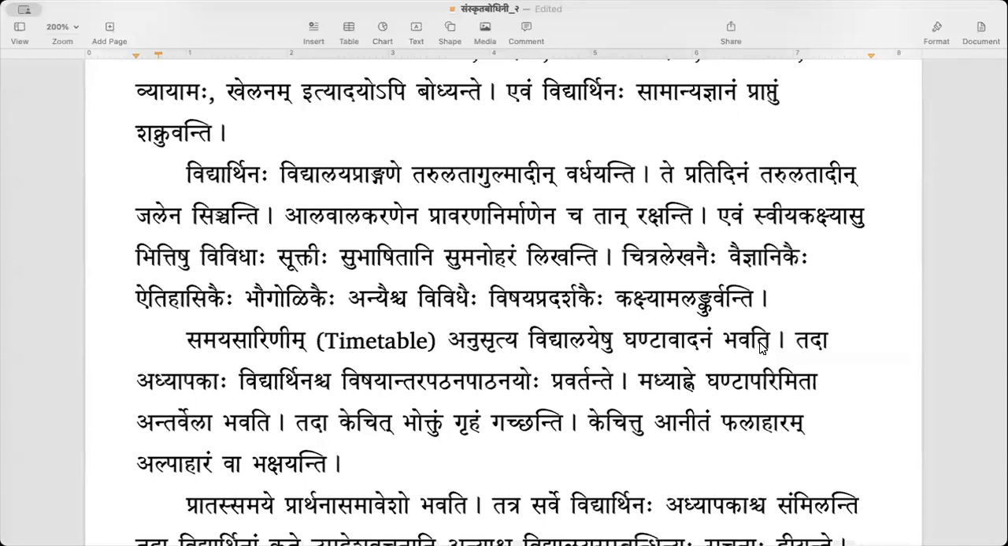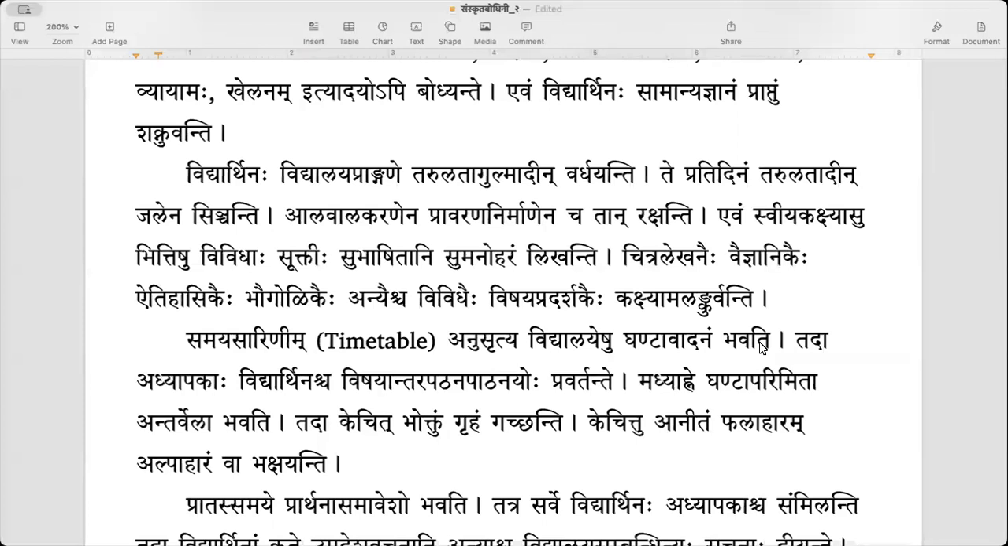They grow all these. Te pratidinam taru lata din jale sinchanti. So jalena sinchanti. Every day they water these plants. Jalena sinchanti, literal meaning would be they sprinkle with the water or they make it wet. So they sprinkle the trees and creepers every day with water, jalena, because it is in Tritiya.